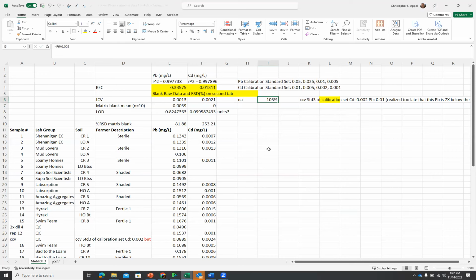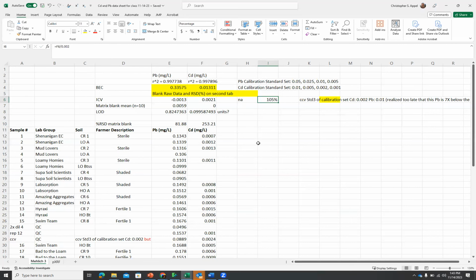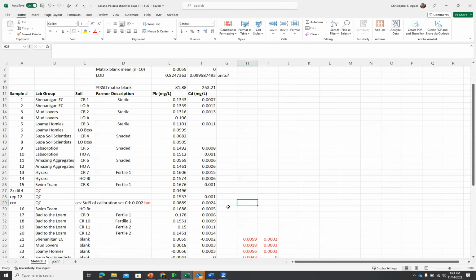Next one is we're going to do what Shannon said. We're going to go and look for our CCVs and make our comparisons with our CCVs. So we want to calculate recoveries for cadmium and for lead. And the first one that we're going to do is this place here, which is Excel row 29. And the standards are for cadmium 0.002 and for lead 0.1. So we just want to do measured divided by known, right, for those CCVs. So I'm just going to put that in.